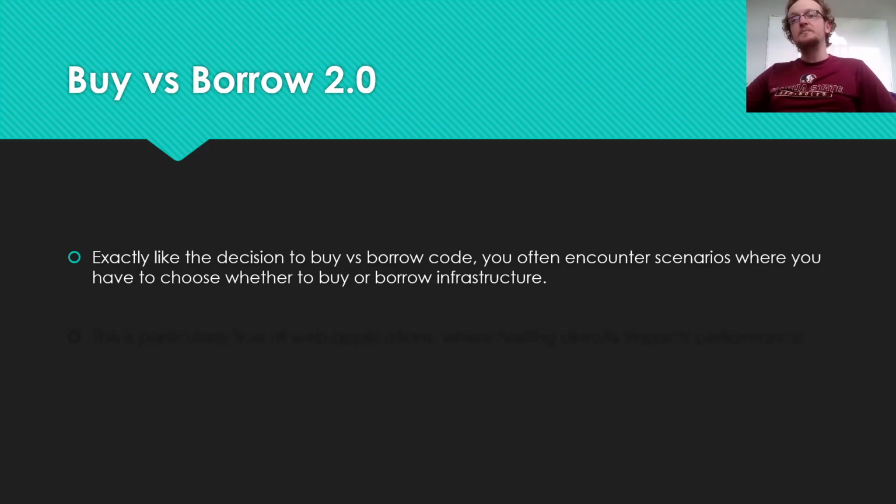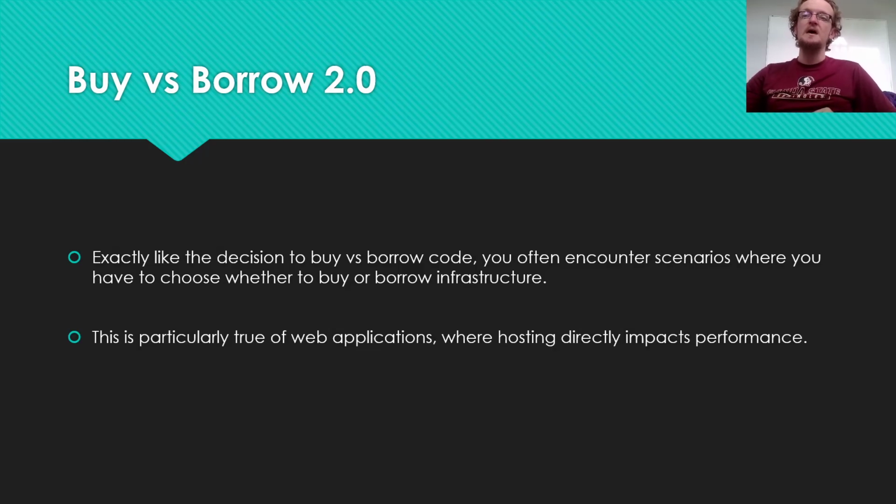So, exactly like buy versus borrow in terms of libraries. We've already talked about how you don't necessarily want to hand-roll your own security. You probably want to use security that's already been implemented by someone else. There's also a scenario where you have to figure out if you're going to buy or borrow infrastructure. This has become a huge hot button item as things like AWS and Azure have become extremely popular ways of getting away with not having your own dedicated SQL servers and dedicated web servers.